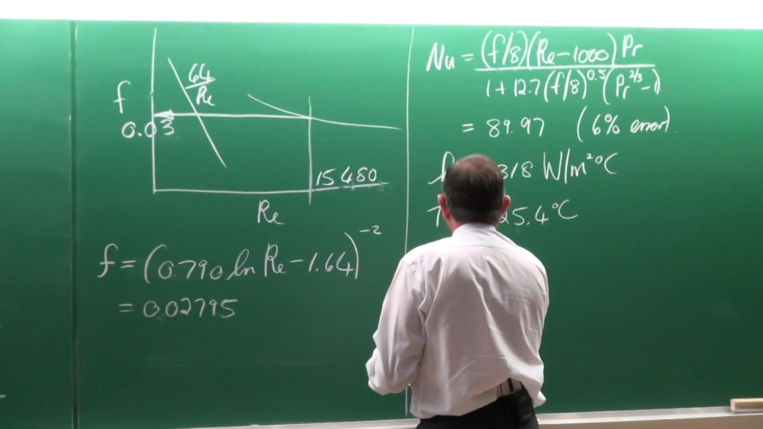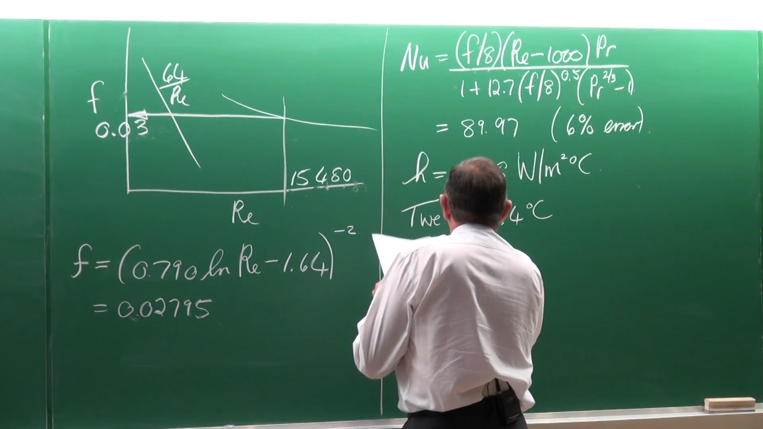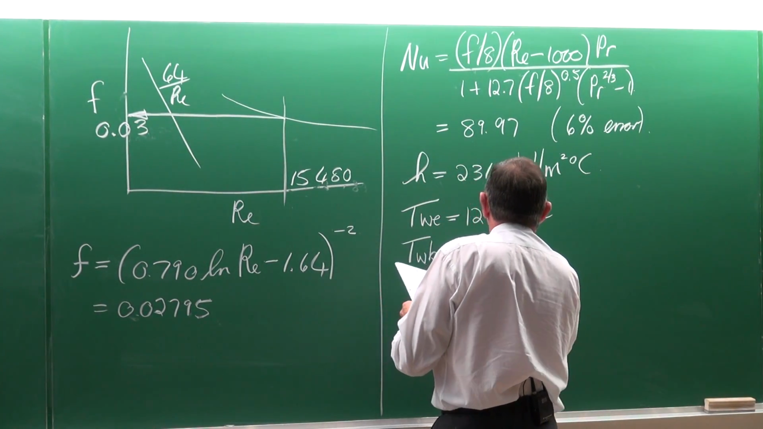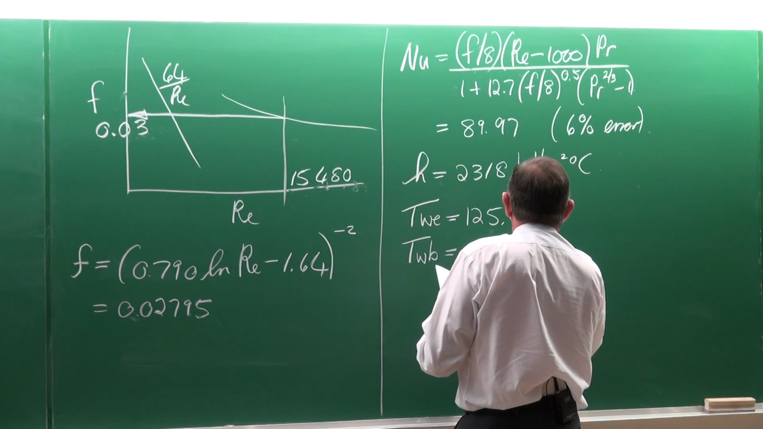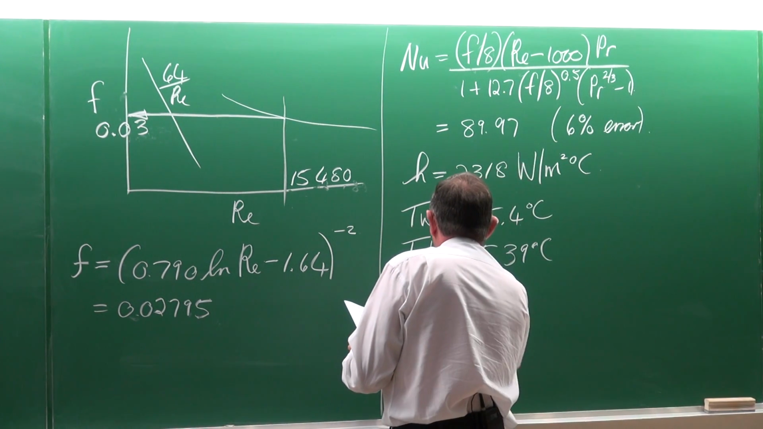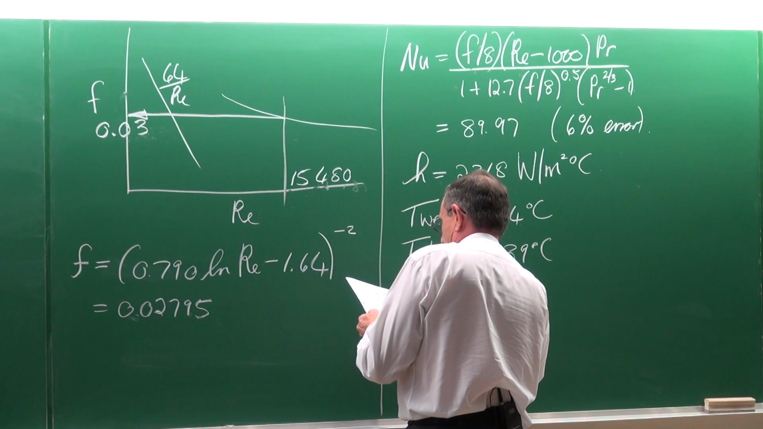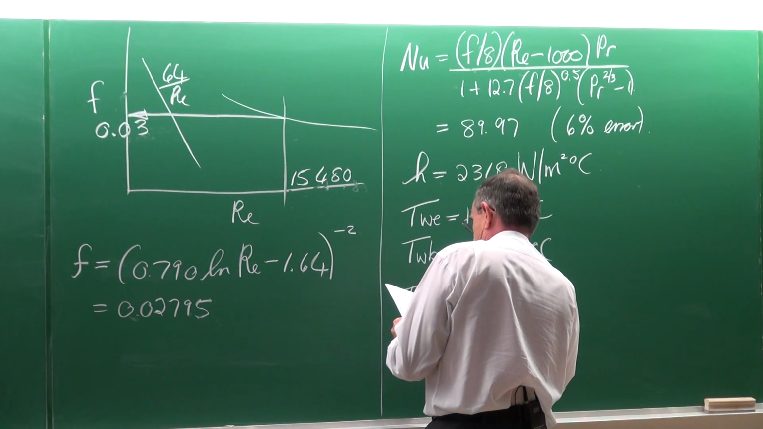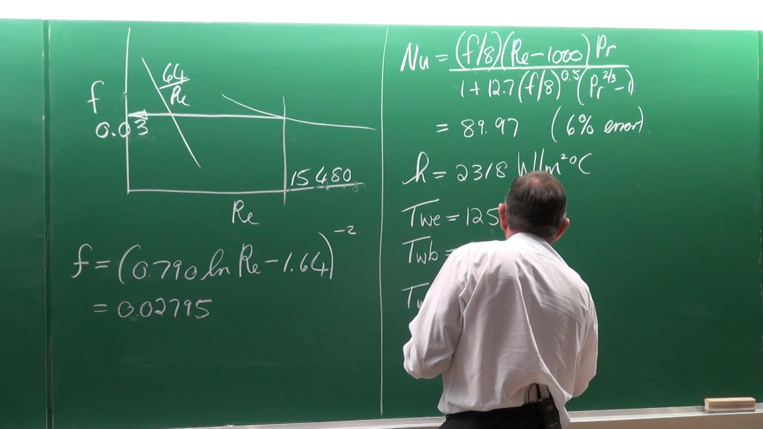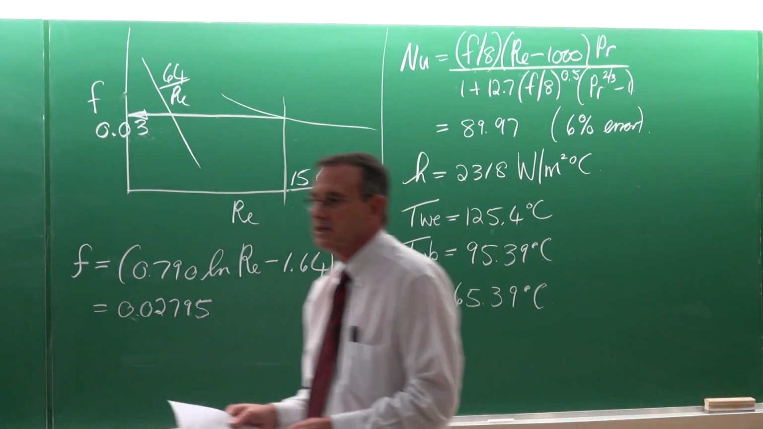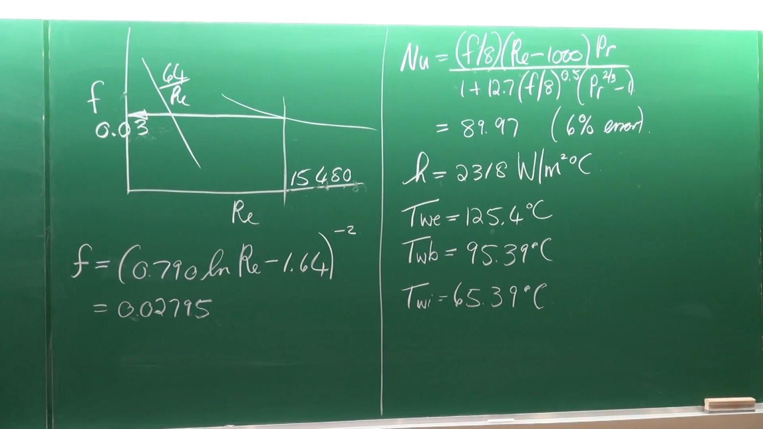And if you do the same with the other temperatures, it would be 95.39 degrees Celsius, and at the inlet it would be equal to 65.39 degrees Celsius. All the delta T's are the same.